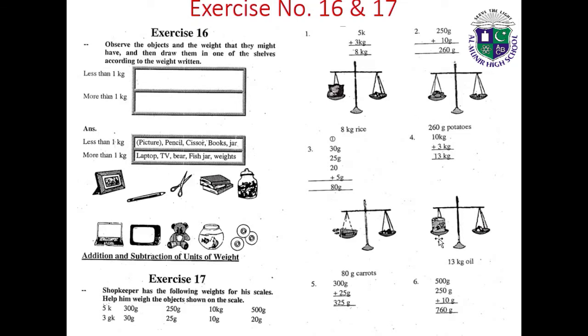5 kg plus 3 kg equals 8 kilogram. 300 gram plus 30 gram. 250 gram plus 10 gram equals 260 gram. 30 gram plus 25 gram plus 20 gram plus 5 gram. When we add these values, we get the answer 80 gram.